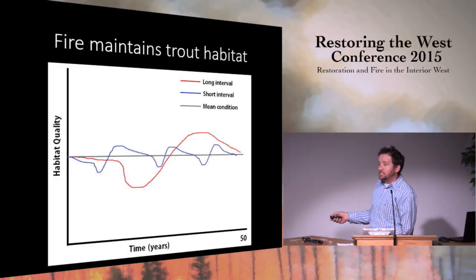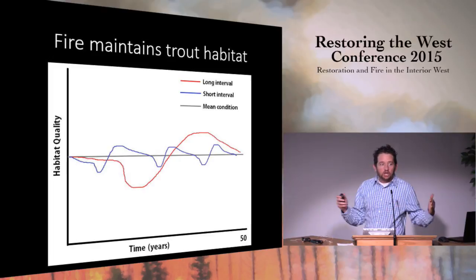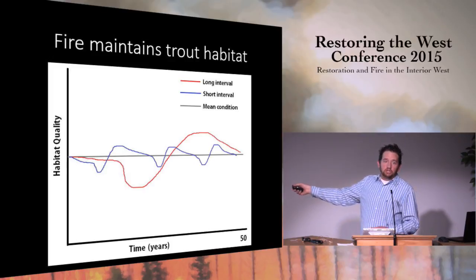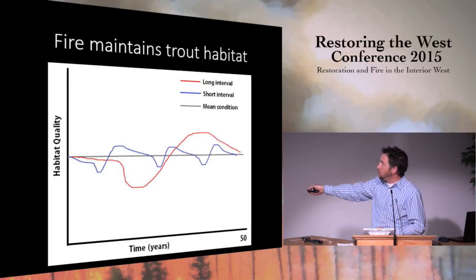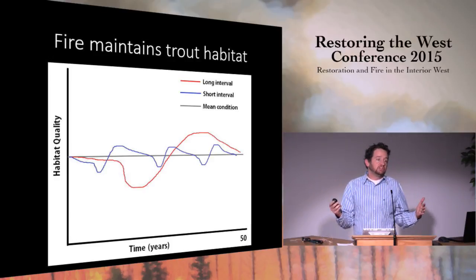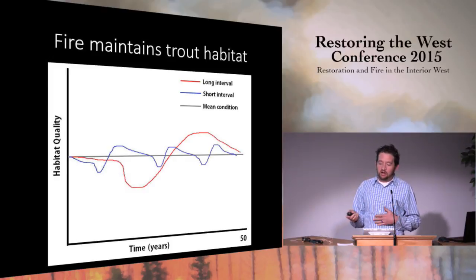If you have a really long interval fire, you would likely see a similar response, except that the duration of the response is much wider, right? You would have a longer period of detrimentally affected habitat followed by a longer period of improved habitat. So on average, fires don't do any harm or any good, but at any one point in time here, the conditions that you're observing would be reflective of the fire history.